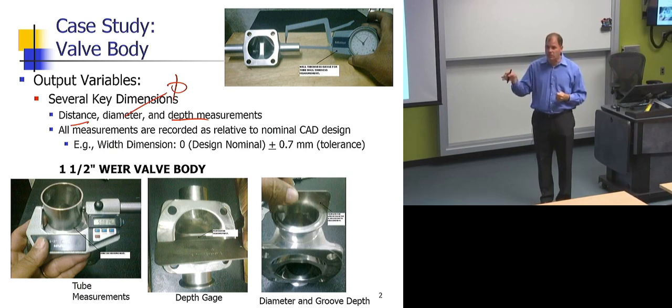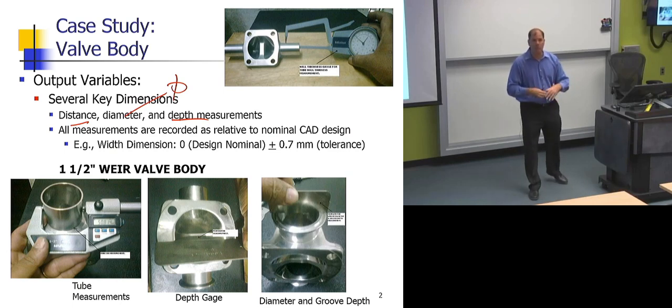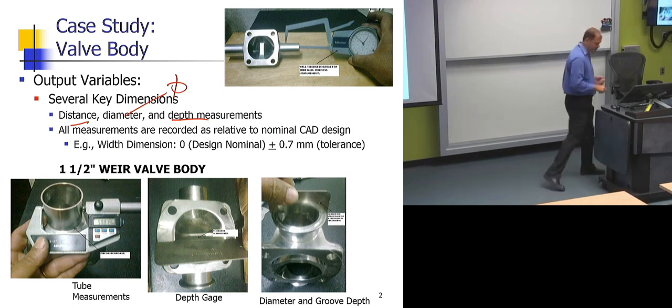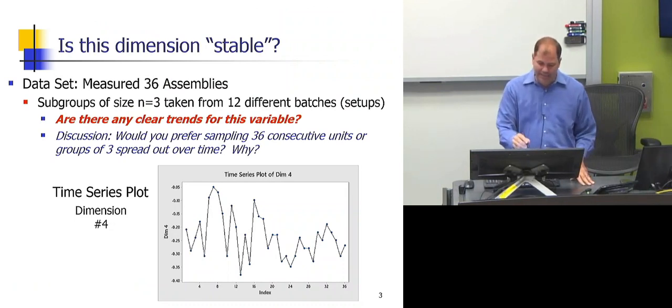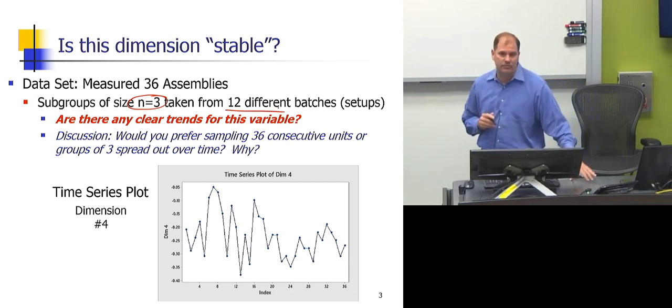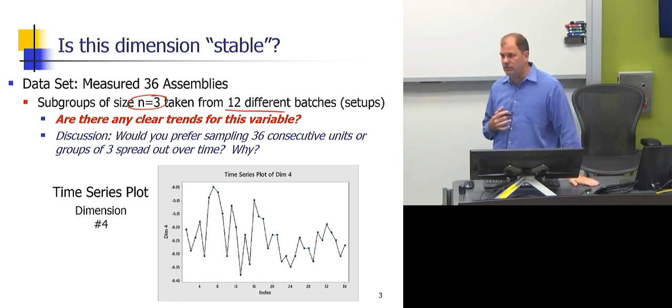0.7, and our LSL will be negative 0.7. Actually makes it quite straightforward. Now we're going to go out and we're going to collect some data from this process. And let's say we take data as groups of 3 for 12 different setups or 12 different batches.